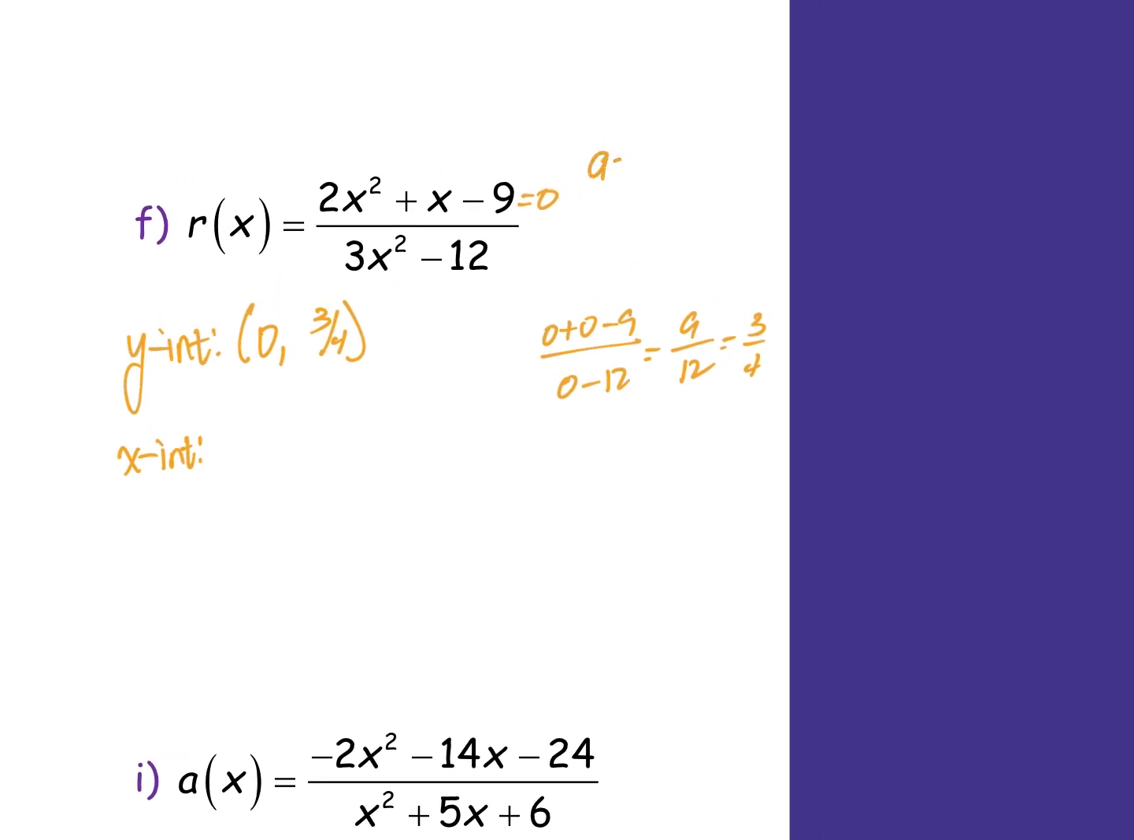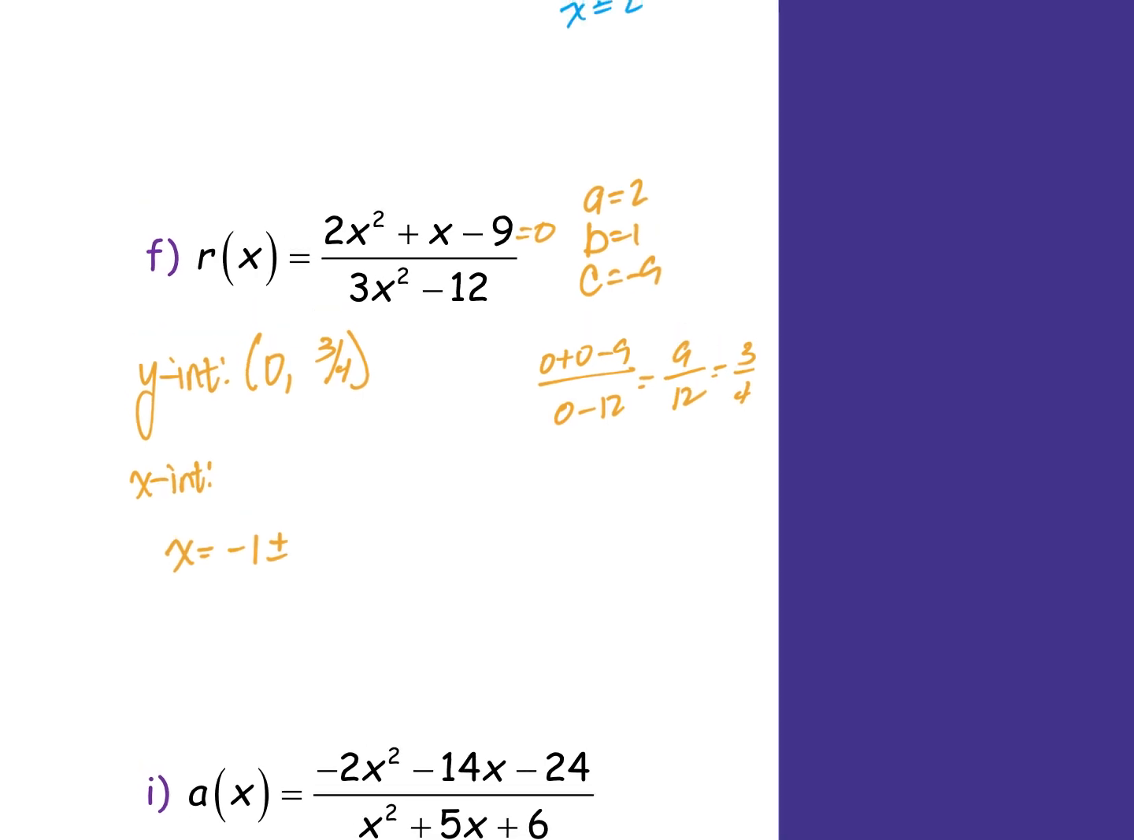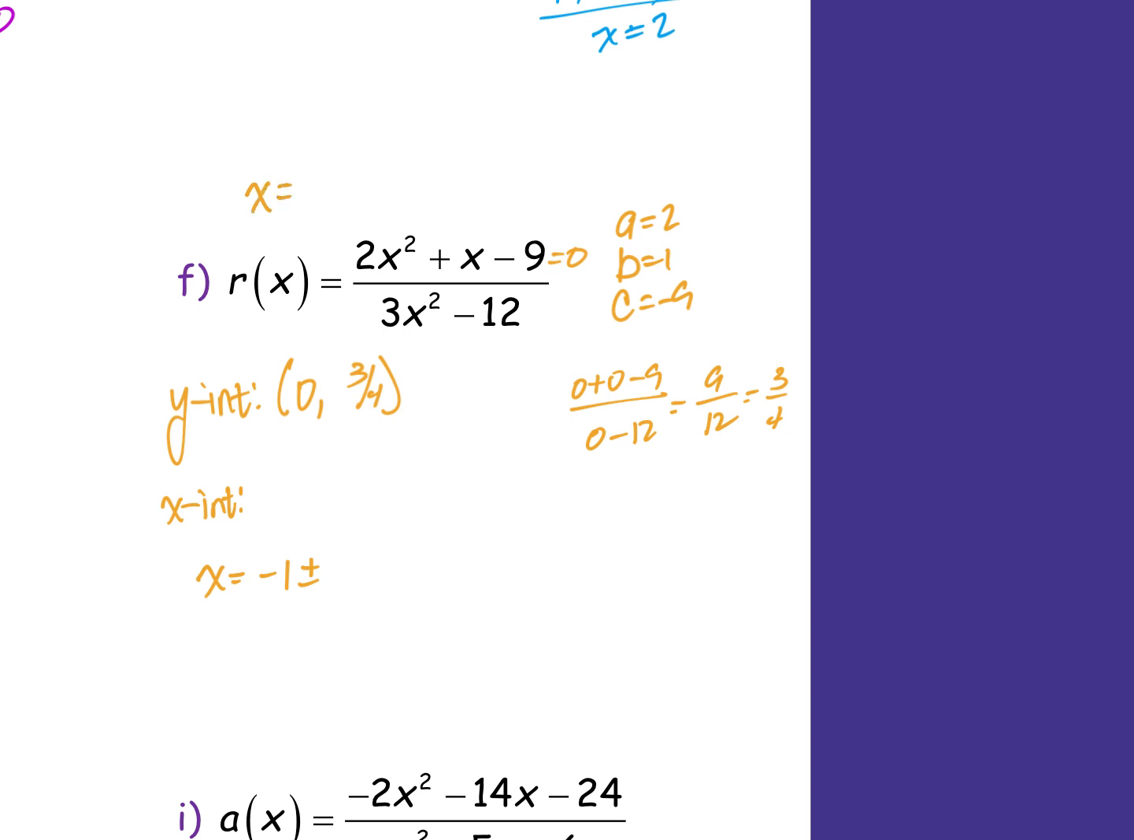So I know that A equals 2, B equals 1, and C equals -9. So x is going to be -1 plus or minus. Do I need to write down what the quadratic formula is? Does everyone remember? Yeah, so x is going to equal -b plus or minus the square root of b squared minus 4ac all divided by 2a. Quadratic formula, okay?